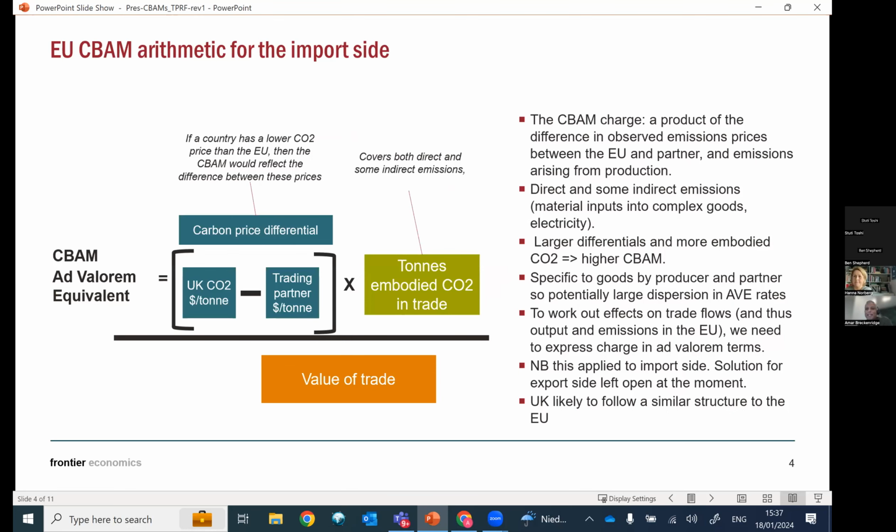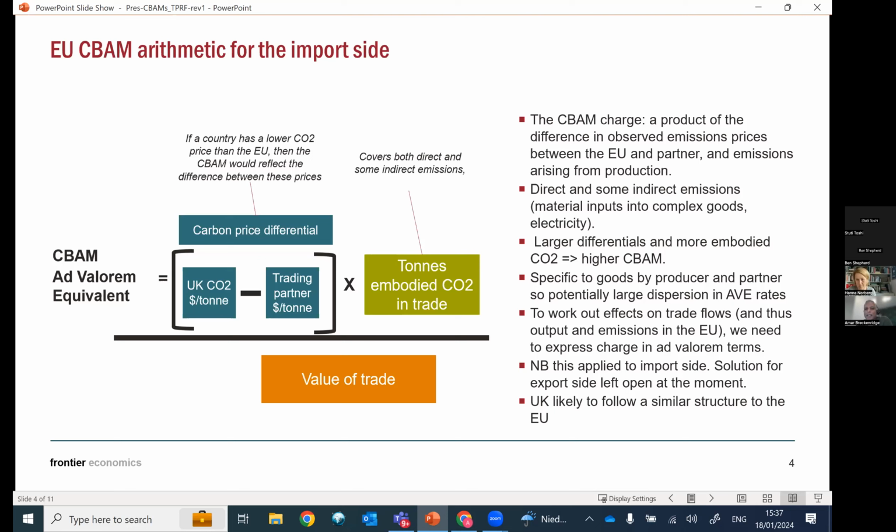Now, a bit of CBAM arithmetic. As we said, the CBAM is a charge on emissions. And so what we're trying to do is compensate for the difference between the emissions price charged at home and those in the trading partner. So we've talked about the EU CBAM. The UK is also looking to implement one. So if you're the EU or the UK, you take the local emissions price, you work out the difference with the partner price, and then you levy it on the tons of embodied carbon dioxide equivalents in the traded good.